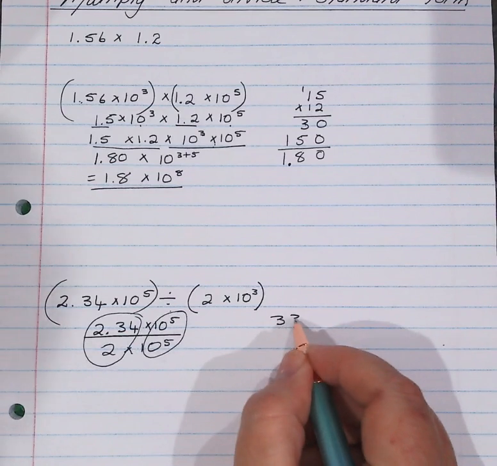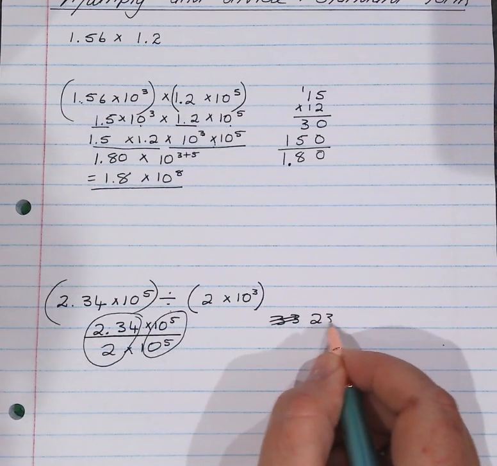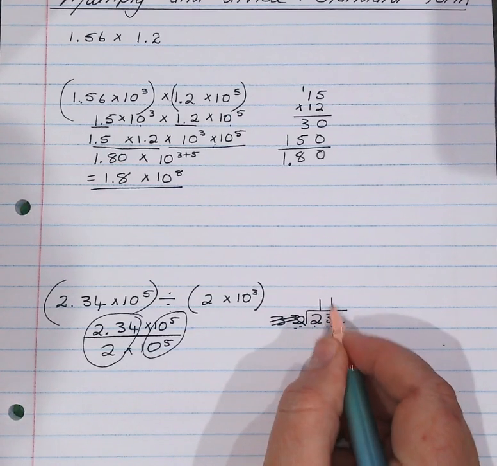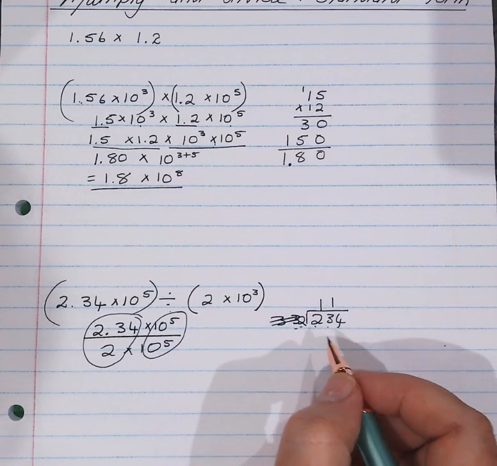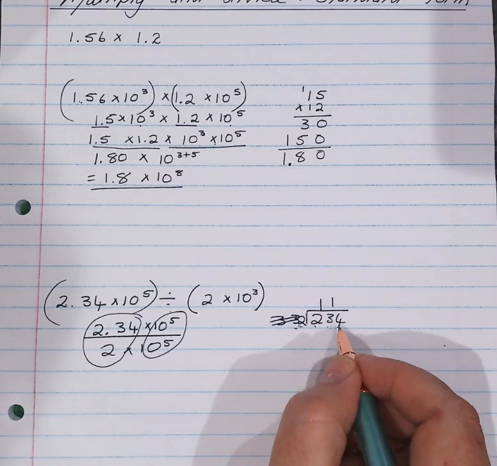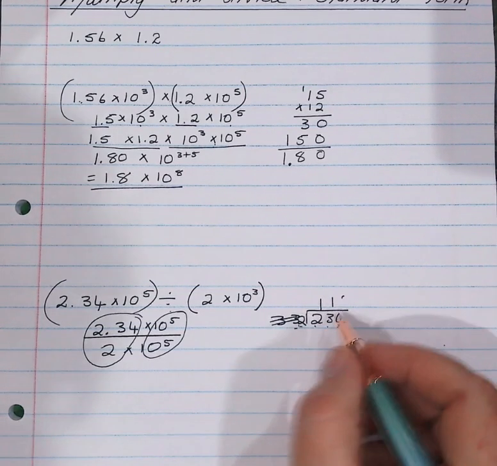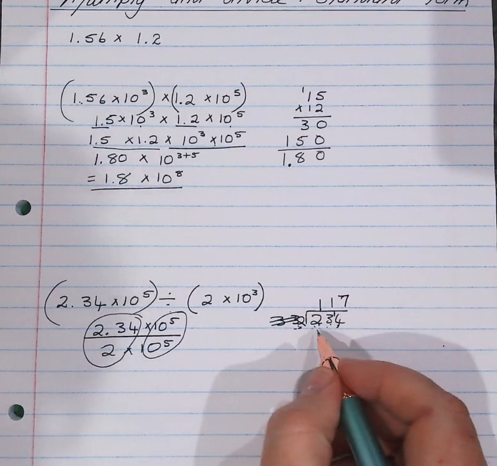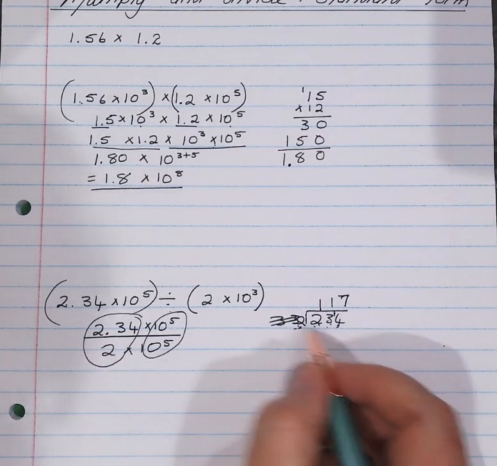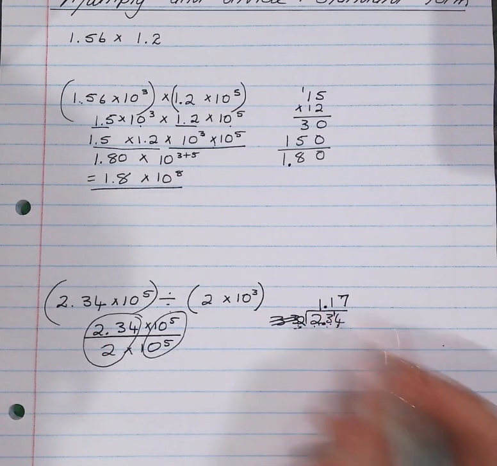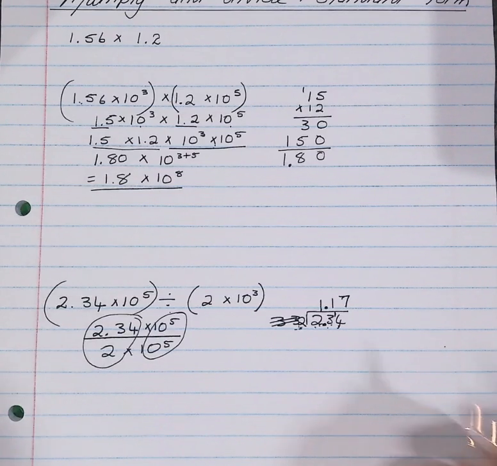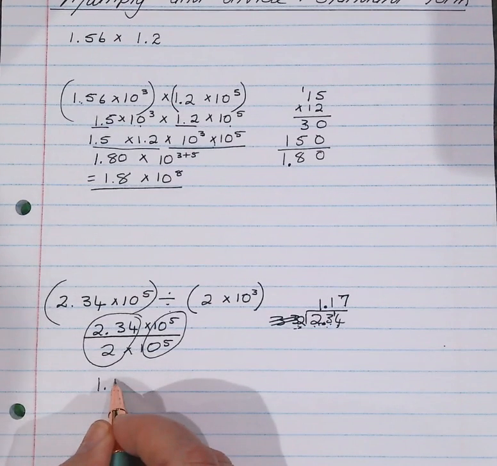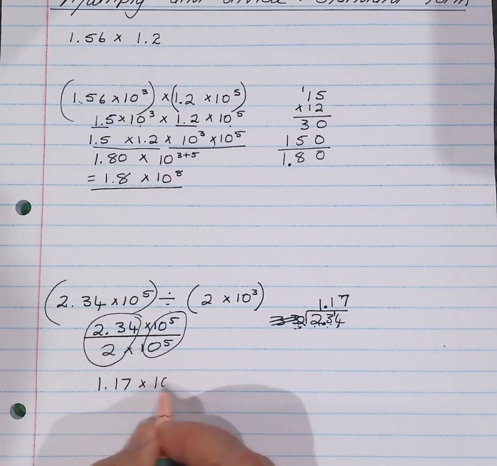So 2, 3, 4 divided by 2. 2 goes into 2, 2 goes into 3, 1 remainder, so it's 117. But it was 2.34, so you can't move your decimal, you just keep your decimal at the same place. So then it's 117 times 10 to the power.